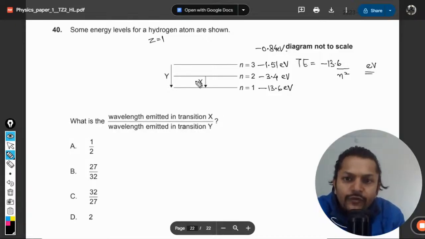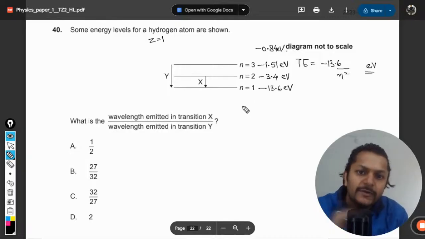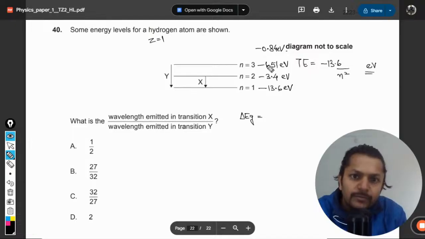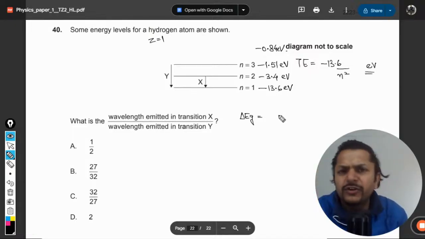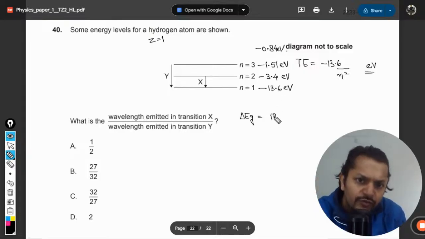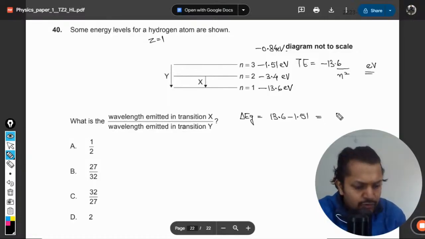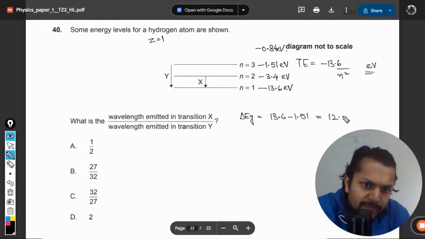Now let us go for the transition for Y. The transition for Y is going from 3 to 1. What is the energy gap between 3 and 1? It will be this minus this, and we are interested only in the magnitude, by the way. One will be taken positive, another negative. So we can take 13.6 minus 1.51. Because we have a calculator with us, that comes out to be 12.09.